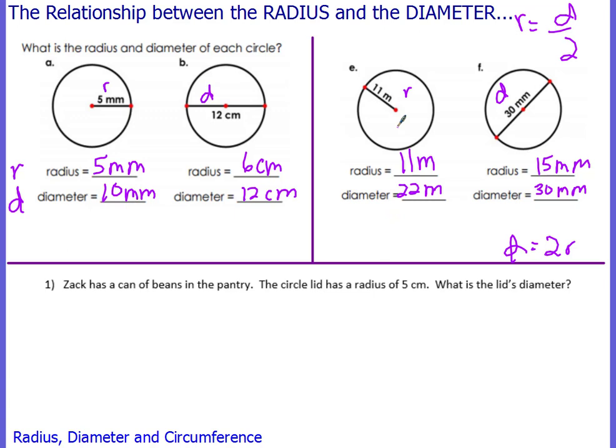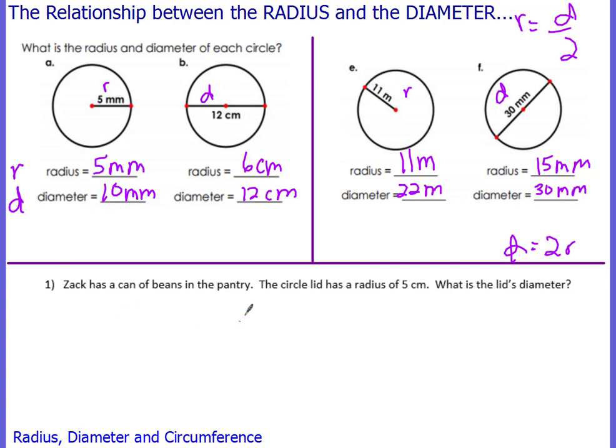This relationship between the radius and the diameter, you're going to use it for a lot of things. You're going to use it for circumference. You're going to use it for finding area of circles. You're going to use it when you get into spheres, when you get into surface area, when you get into volume of spheres. So important that you understand this relationship between the radius and the diameter, and that you can figure it out just like that.